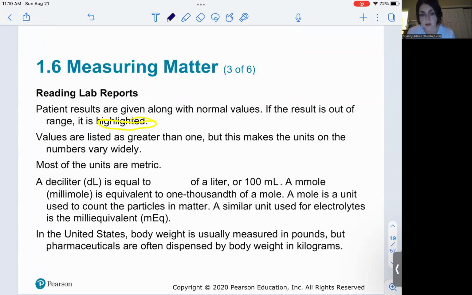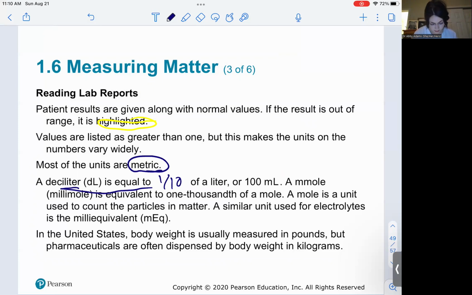Values are listed greater than 1, and this makes the units on the numbers vary widely. So usually you're talking in terms of the metric system. Often you're going to hear about deciliters. I don't know why that's not written right there in your notes, but how many deciliters are in a liter? A deciliter is a tenth of a liter, or 100 mils.